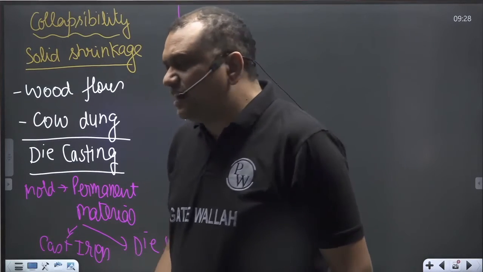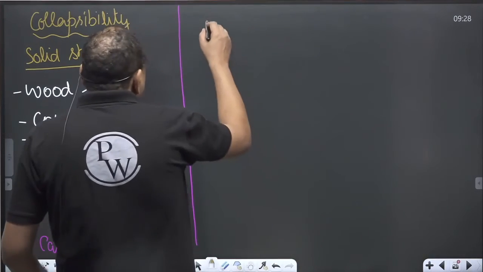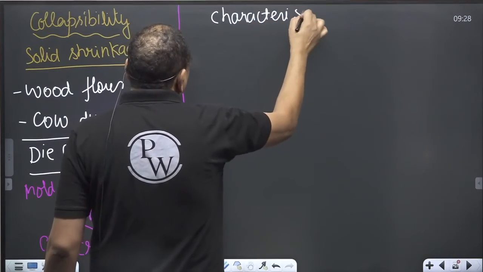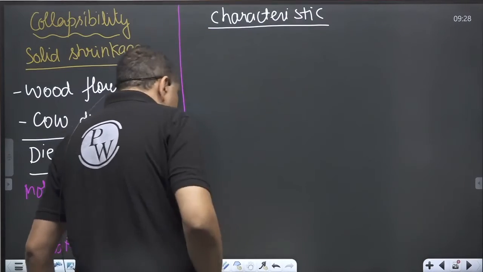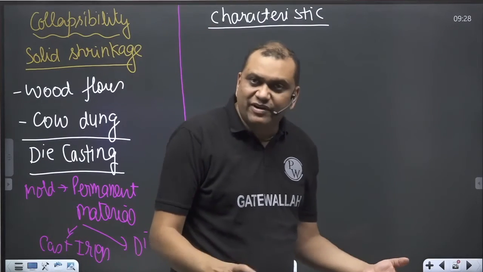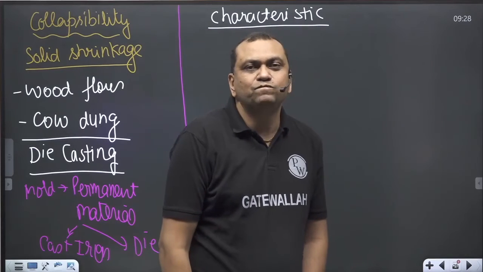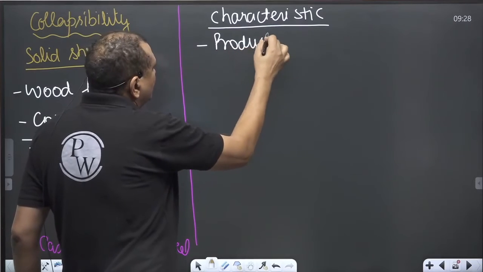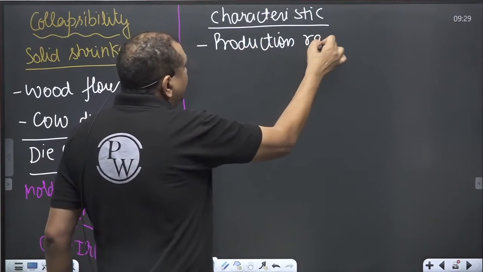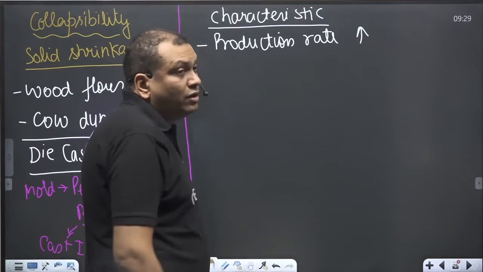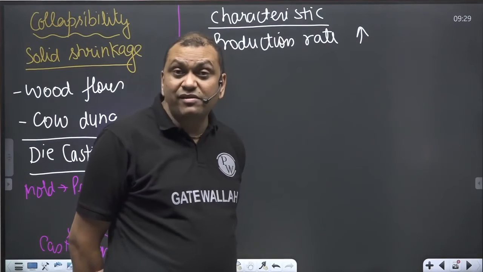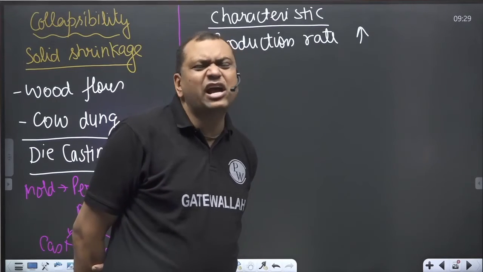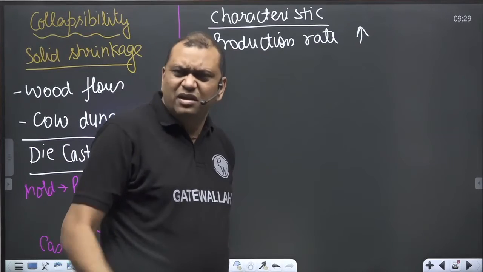Now die casting has some advantages and disadvantages, so I am telling you the characteristics. Characteristics include both advantages and disadvantages. First is that the production rate is very high, up to 50 cast per hour. 50 to 60 cast per hour we can get. The production rate is very high. Single most advantage.